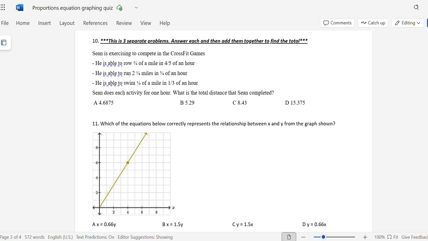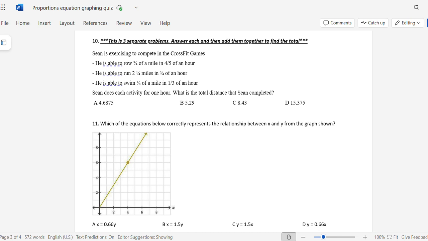Number 10, this is 3 separate problems. Answer each and then add them together to find the total. Sean is exercising to compete in the CrossFit Games. He is able to row 3/4 of a mile in 4/5 of an hour. He is able to run 2 1/4 miles in 3/4 of an hour. He is able to swim 1/4 of a mile in 1/3 of an hour. Sean does each activity for 1 hour. What is the total distance that Sean completed?